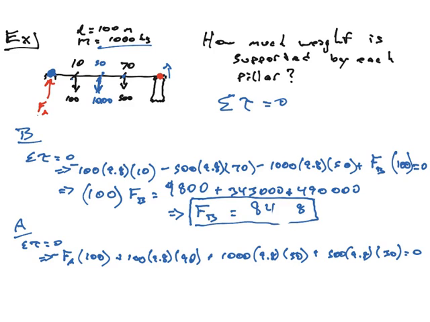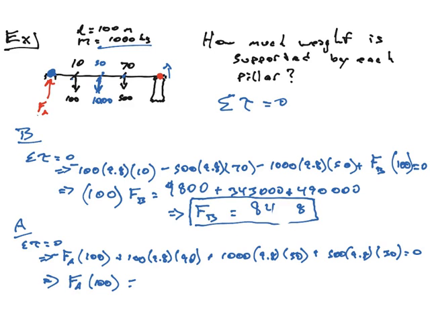So notice it's a very similar process. Some of the numbers are different because for the first part, all the distances were with respect to the left pillar. But for part B, the second part, all the distances are with respect to the right pillar. So they're going to be different numbers. What do we want to do? Well, we want to solve for FA again.